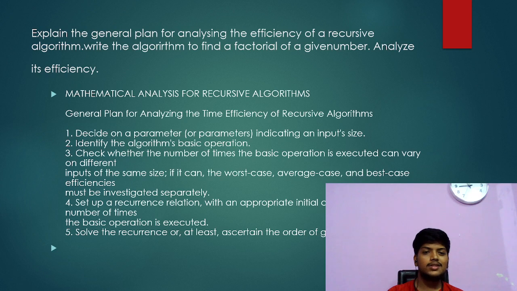Step one is decide on a parameter indicating an input size. Step two is identify the algorithm's basic operation. Third is check whether the number of times the basic operation is executed can vary on different inputs of the same size. The fourth is set up a recurrence relation with an appropriate initial condition for the number of times the basic operation is executed. The fifth is solve the recurrence, or at least ascertain the order of growth of its solution.